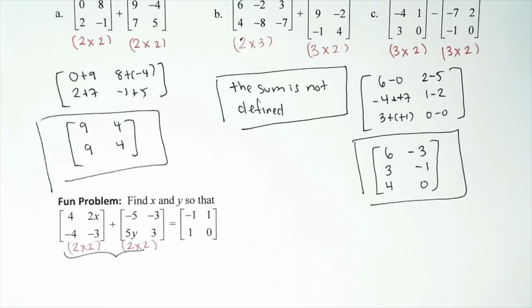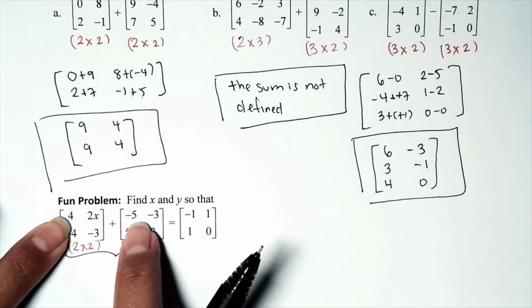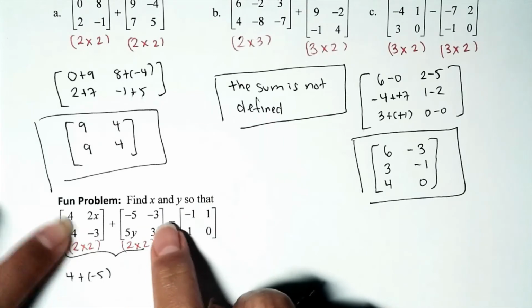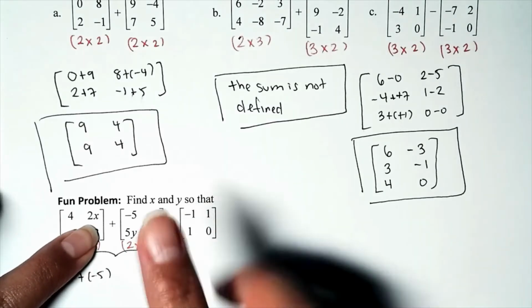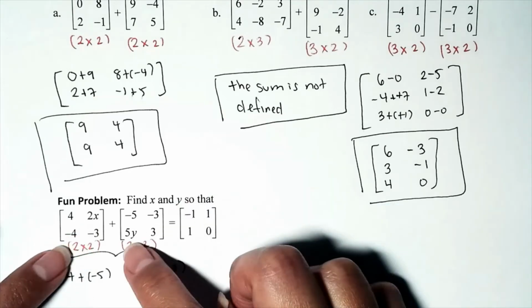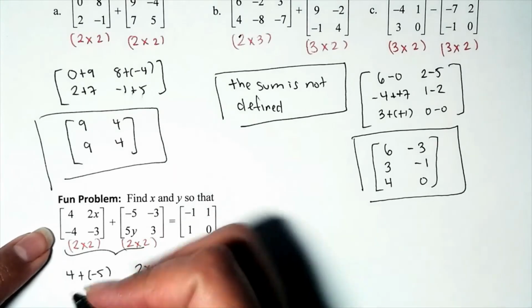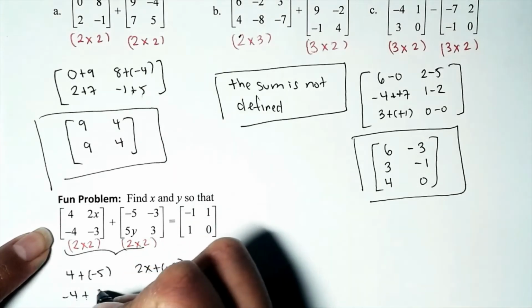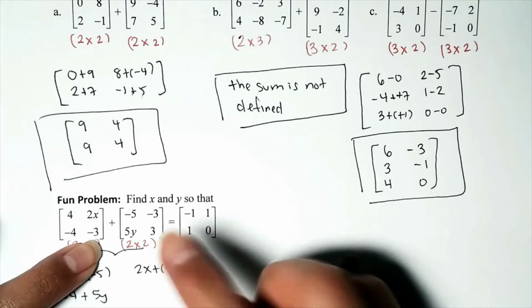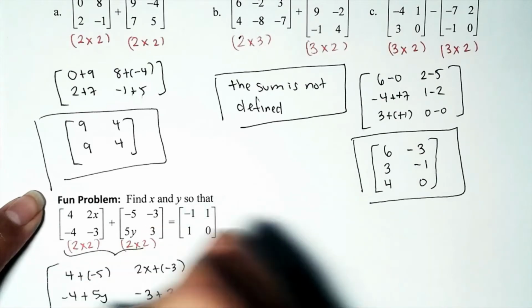Let's go ahead and add entry wise. First row, 4 plus -5. Next column, 2x plus -3. Row 1 done. Let's go to row 2. Row 2, -4 plus 5y. Next column over, -3 plus 3. Okay, so this is what we have on the left.